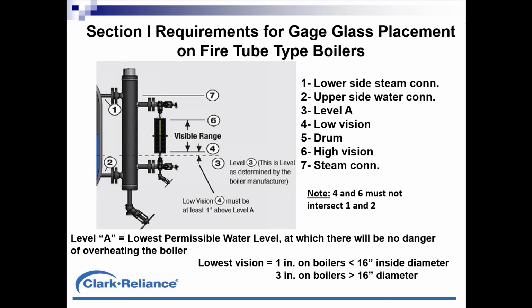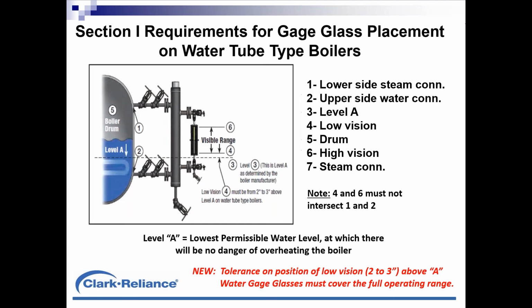When fire tube boilers exceed 16 inches in drum diameter, the minimum is 3 inches above the danger point to the bottom of the glass, and then the low water cutout still above the bottom of the glass. These rules are all found within section 1.